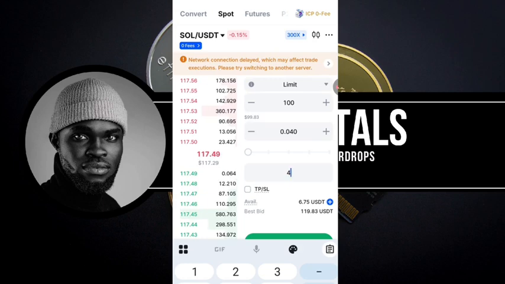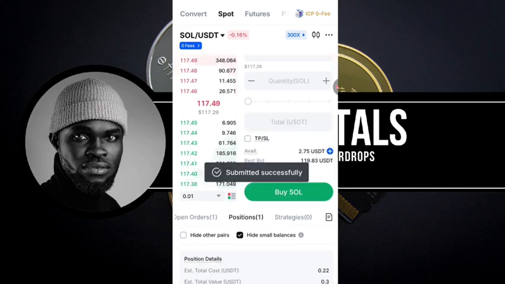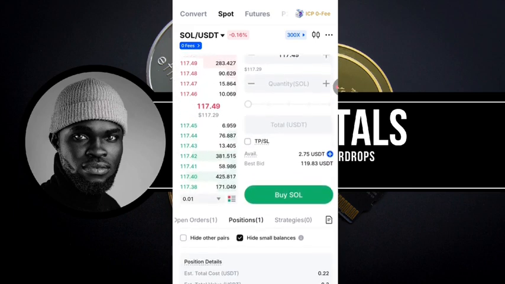to $100. So I'll just come here and click on Buy. You can see my trade has been successfully submitted. If I come into this part here where you see the order, you can see this is the open order.